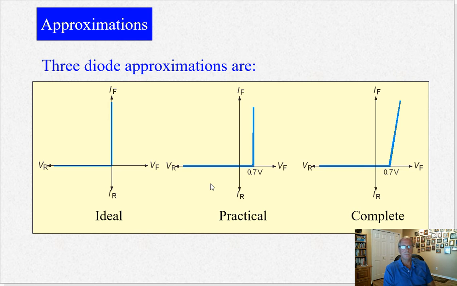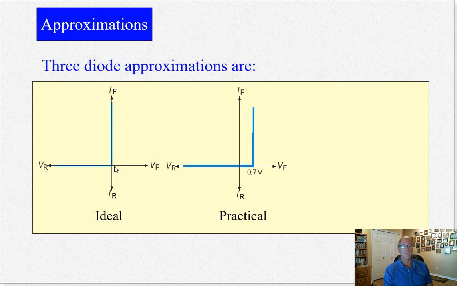All right, so the ideal approximation is that at 0 volts, you get full forward current. If you reverse bias, you get 0 current. So in other words, the barrier potential is 0 volts. That's ideal. We don't use that very often.